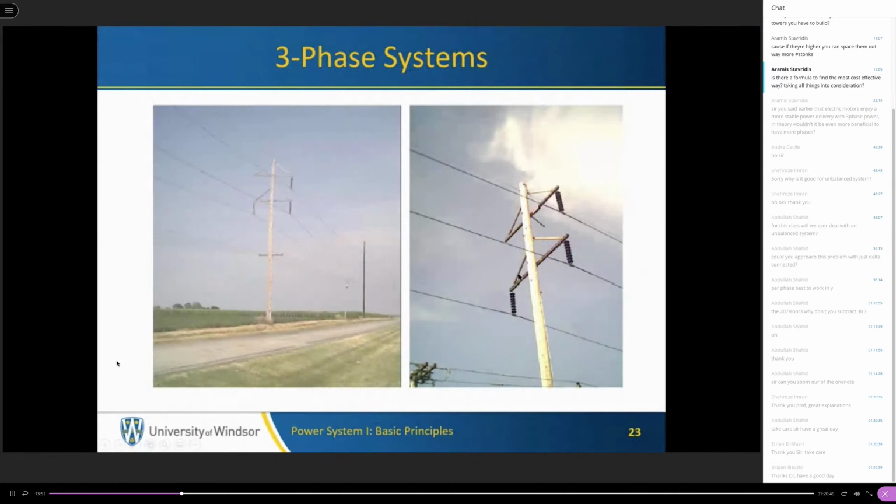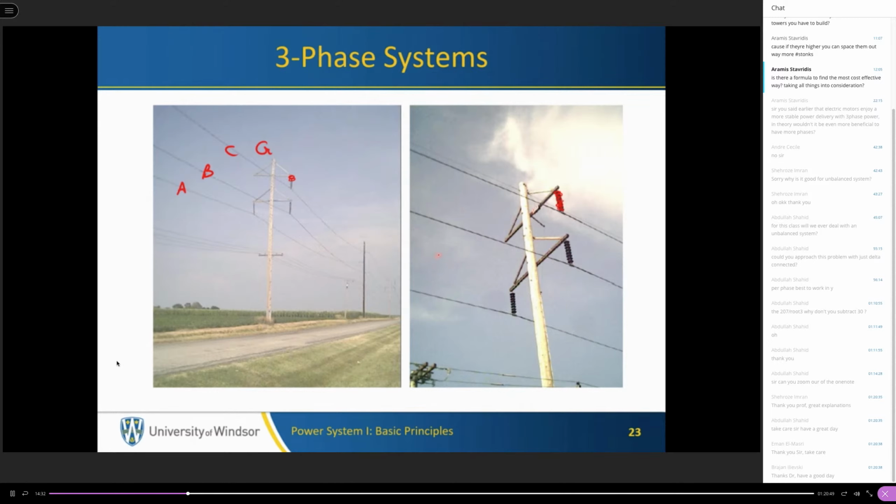This is what we see in rural areas or on highways. We see a three-phase system. For example, this is phase A, B, and C, and the wire that you see here is the ground wire. This is the power pole, and you see here insulators. In order to provide insulation between the body of the tower and the line itself, we have to connect insulators, as you can see here. So these are the three phases.